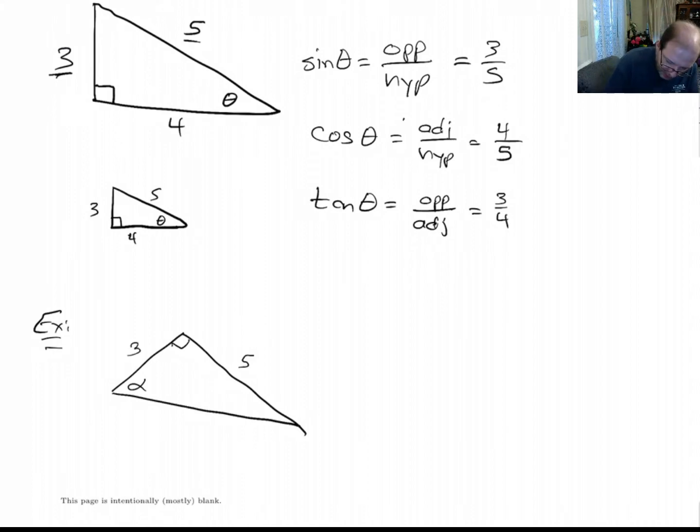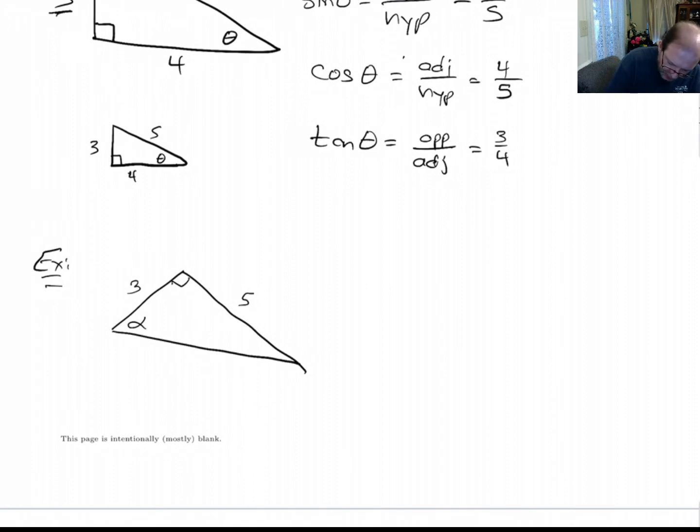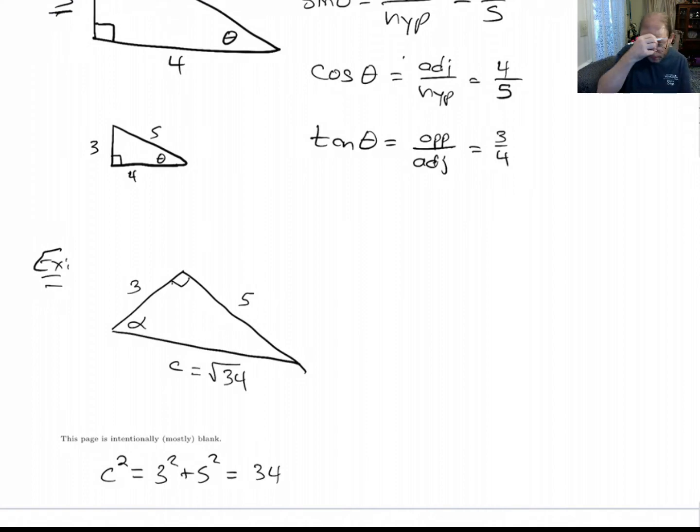Well, to find the third side, we've got to use the Pythagorean theorem. This side is c, so we know c squared is 3 squared plus 5 squared. So that's 25 plus 9 is 34. So c is the square root of 34. All right, so if I wanted to find sine, cosine, and tangent of this angle I called alpha, let's label this. c is my hypotenuse. From alpha, 3 is the adjacent side, and 5 is the opposite.